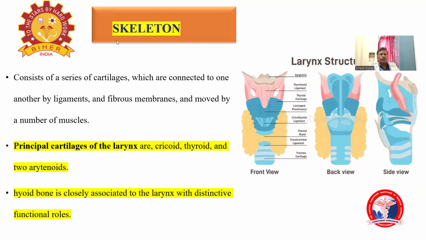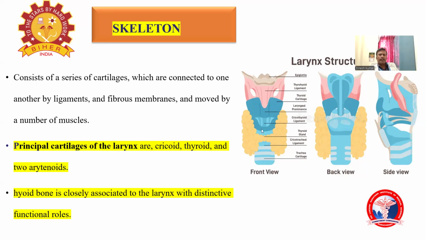Next, the skeleton. The larynx has a structural framework of skeleton. It consists of a series of cartilages which are connected to one another by ligaments and fibrous membrane, and moved by a number of muscles. The principal cartilages of the larynx are the cricoid, thyroid, and the two arytenoids. The hyoid bone is closely attached to the larynx with distinctive functional roles.